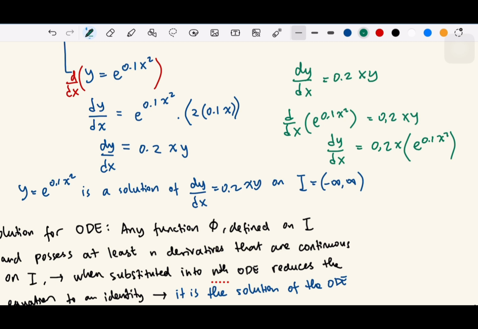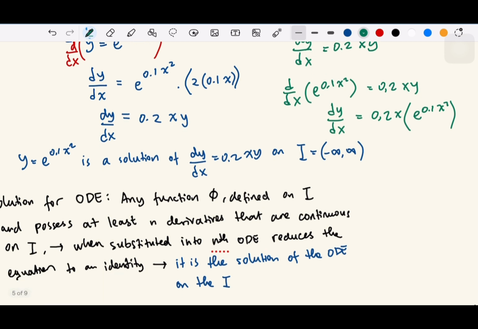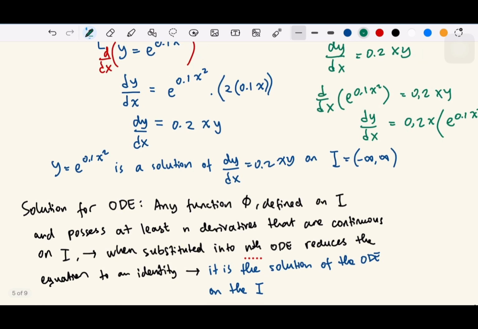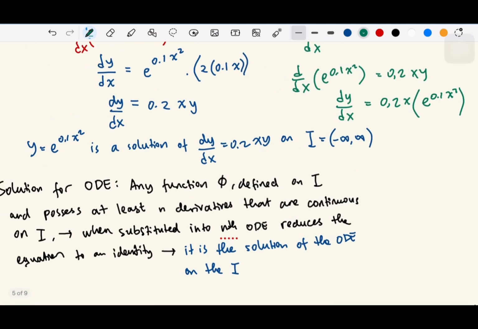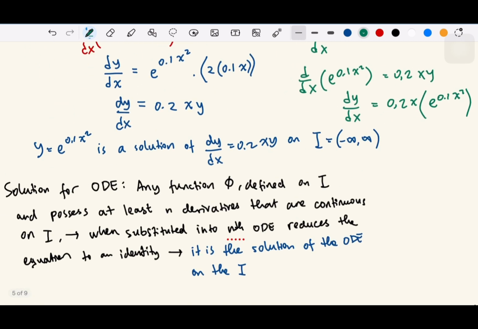Yes? How is the word on the red line? Red line. Red. Huh? Oh, n-th. I mean, it can be first, second, any order. Okay. Because the ODE can be first degree, can be first order, can be second order. Maybe it's my writing. Let me.